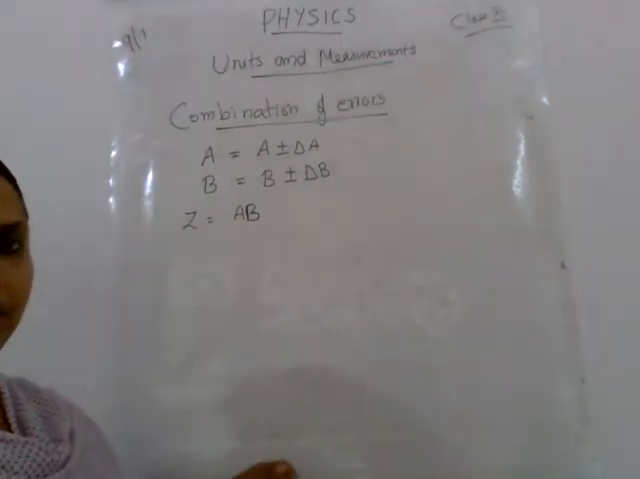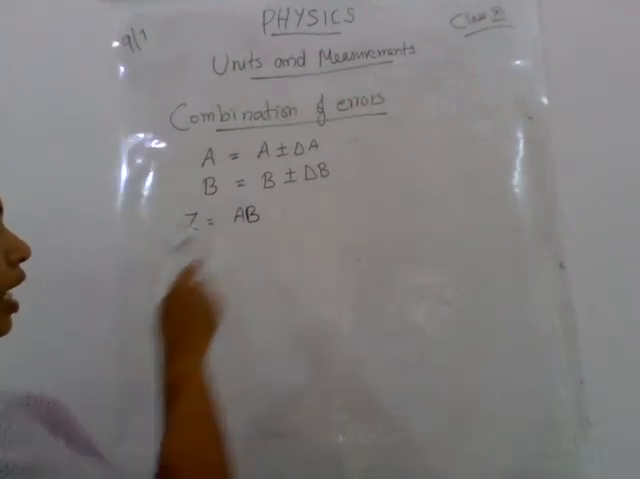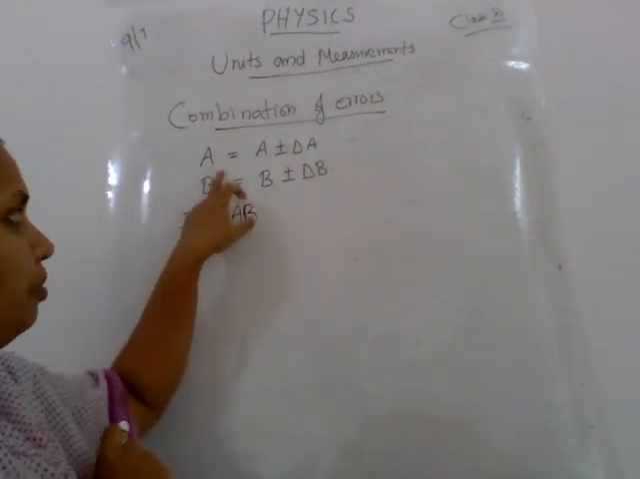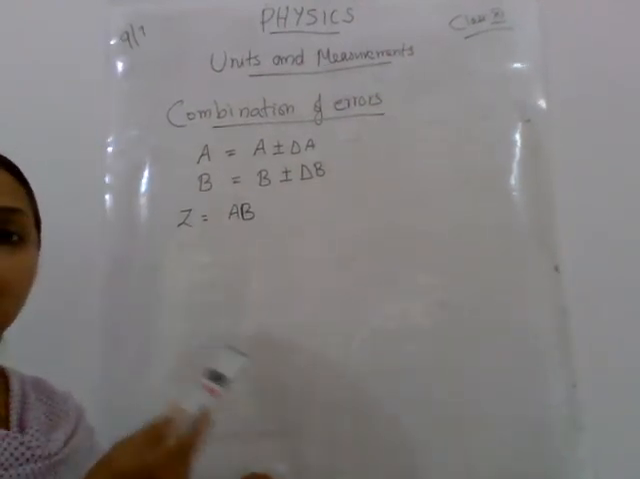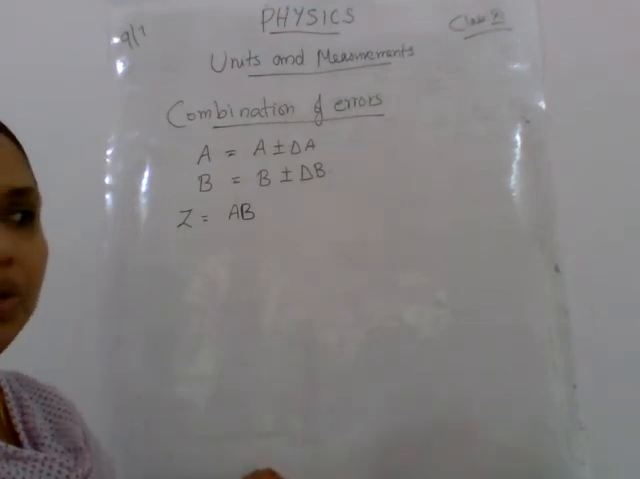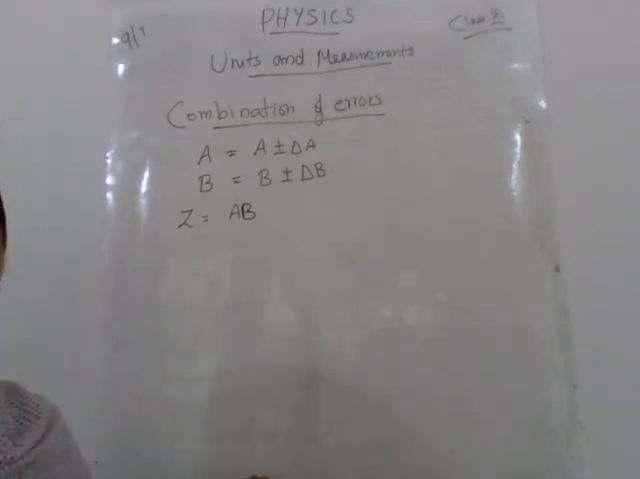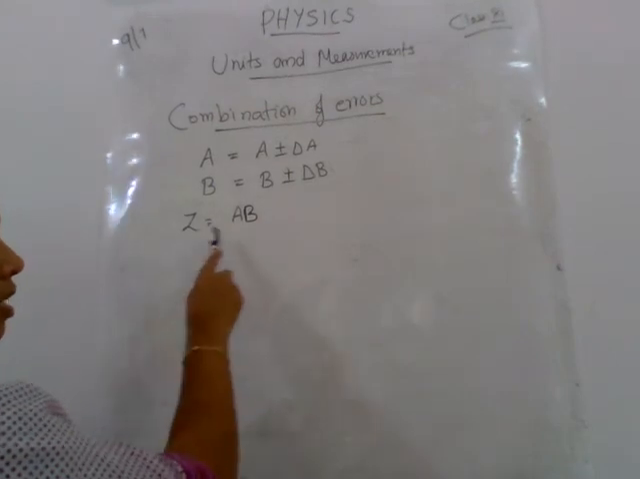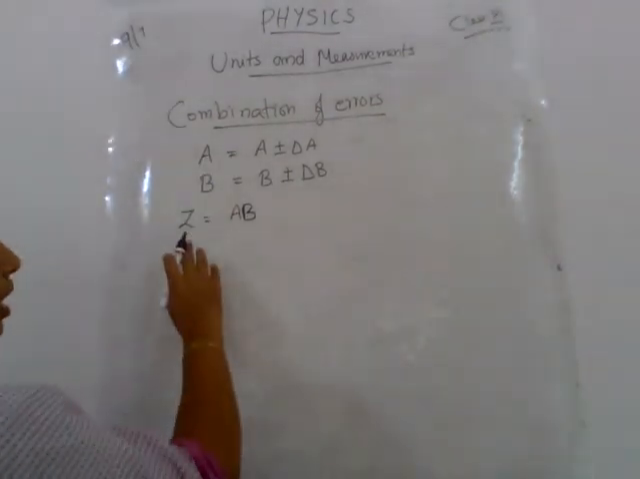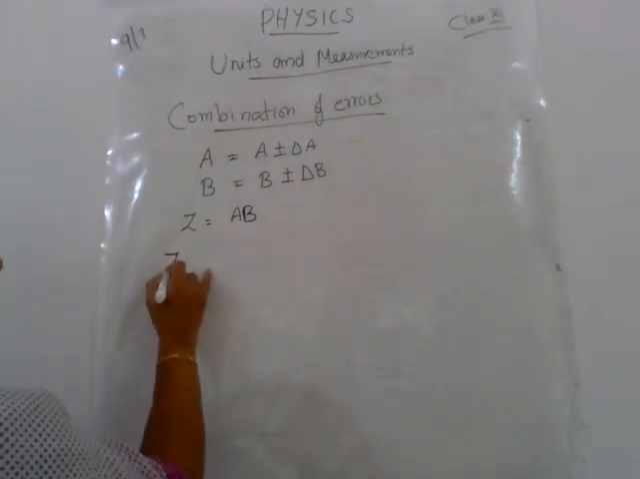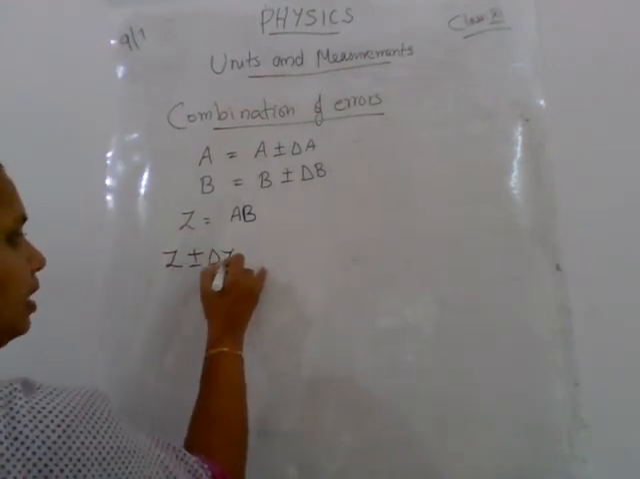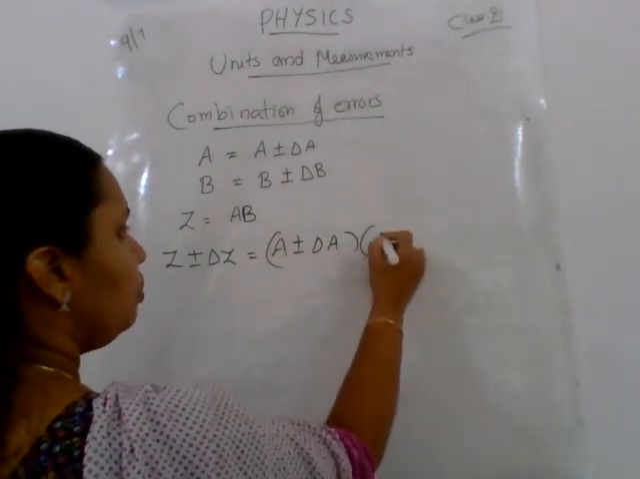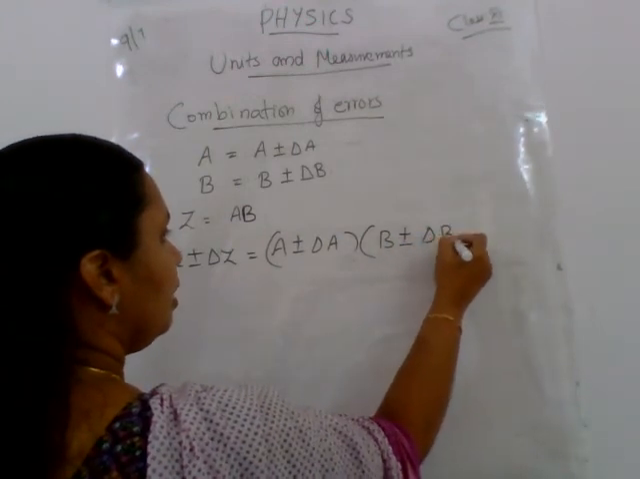Next we can see the product, that is Z is equal to A into B. A physical quantity that is the product of two physical quantities. For example, V is equal to IR, or distance is equal to velocity into time. So distance is the product of velocity and time. In such cases, how will you consider the error? So Z plus or minus delta Z is equal to A plus or minus delta A into B plus or minus delta B.